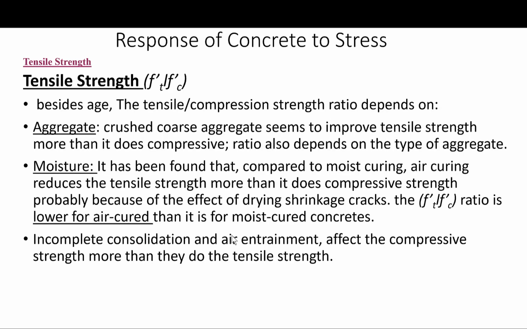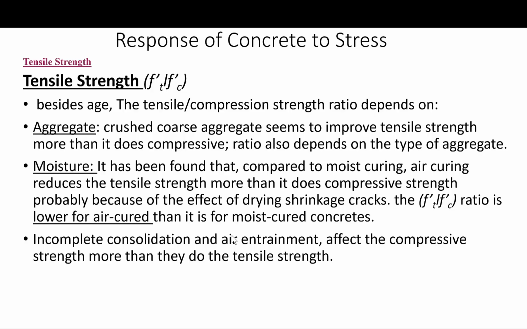So depending, again, as we said, since crushed coarse aggregate seems to improve the tensile strength more than it does compressive strength, the ratio of the tensile to compressive strength also depends on the type of aggregate. So in addition to age, the type of aggregates also impacts this ratio.